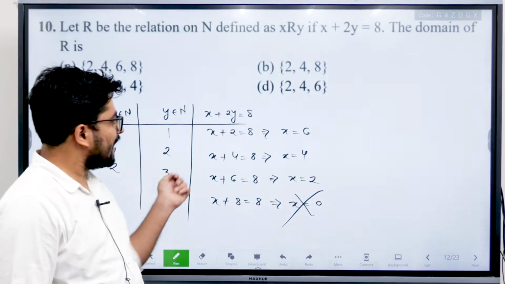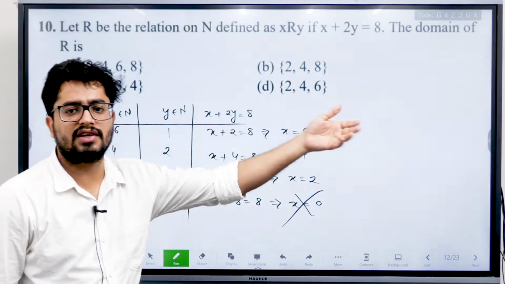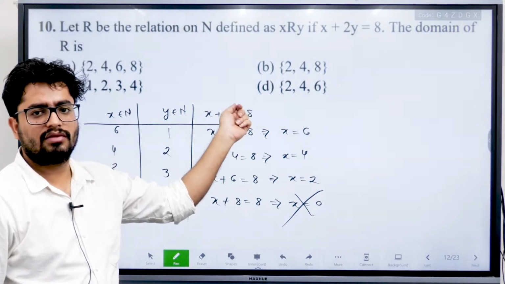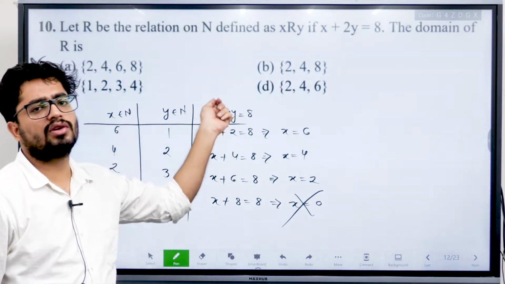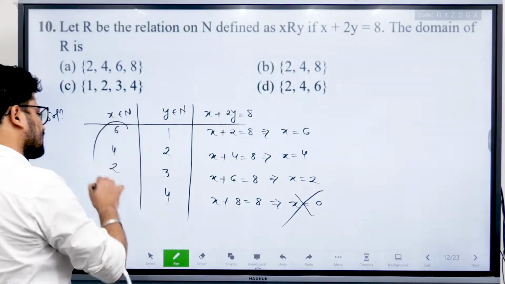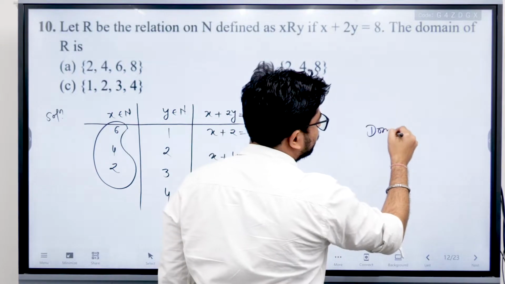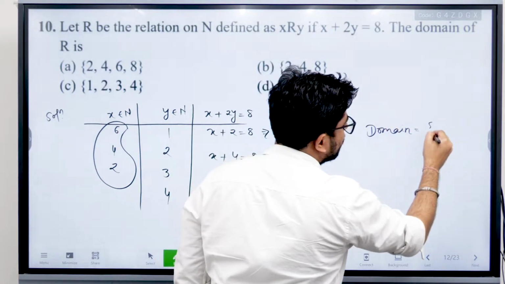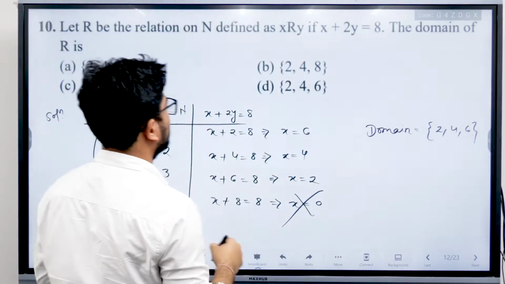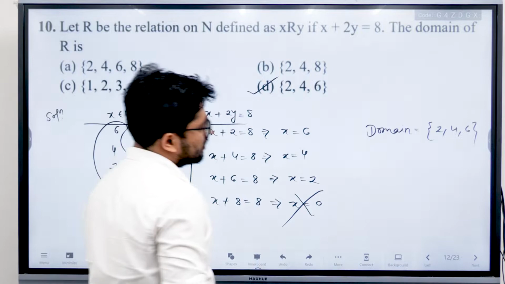Now if you take any value of y greater than 4, means 5, 6, 7 and so on, then the sum is greater than 8. So you cannot find any natural number such that the sum will be 8. So the possible values of x are 6, 4 and 2. So the domain is 2, 4 and 6. So D is the correct one. Okay, now let's do the next question.